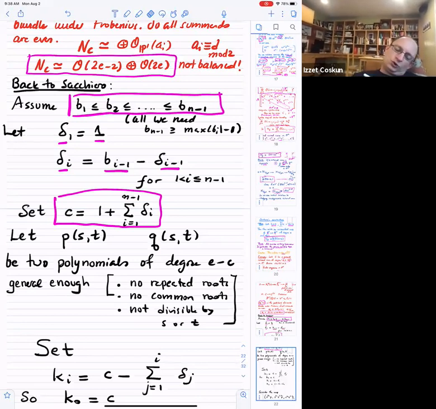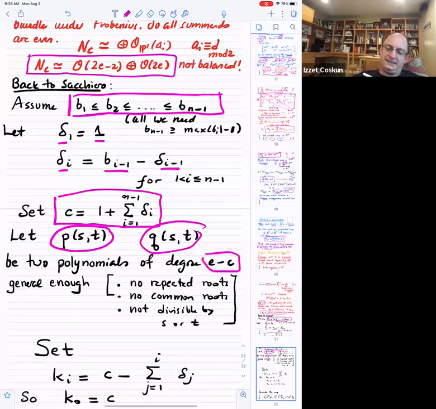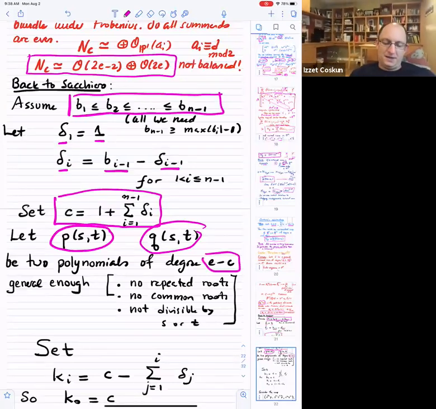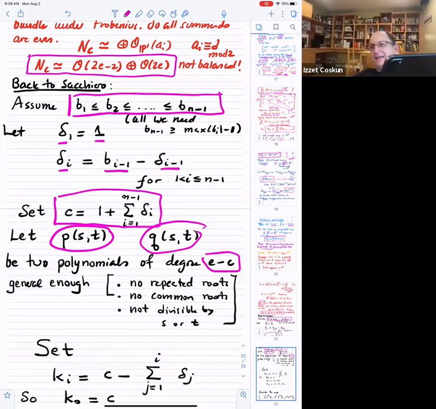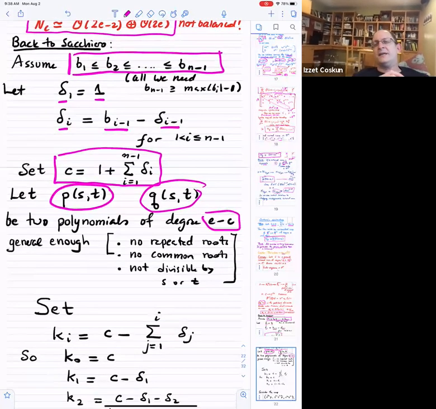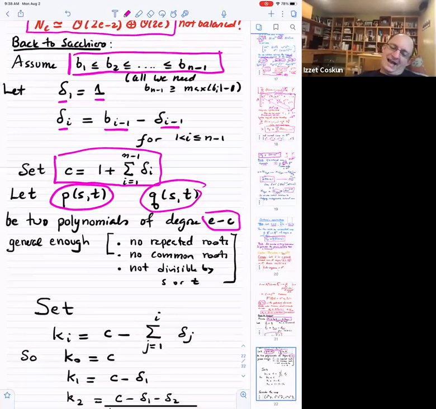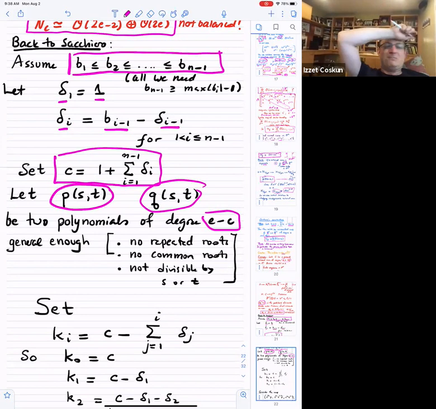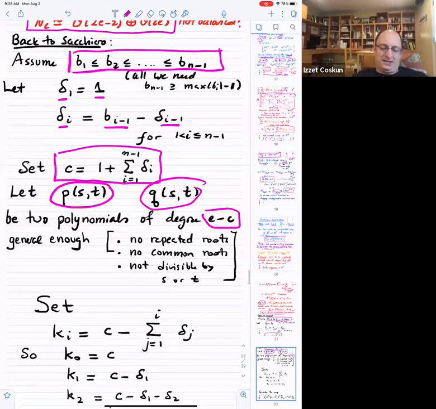So now you choose two general polynomials. They both have degree e minus C, where C is this number. These have to be general enough; you can be precise about what general means, but I don't need to worry about things like: they shouldn't have common roots, they shouldn't be divisible by T and S, they should have no repeated roots, and things like this. You can specify some finite number of easily determinable conditions from the argument. But anyway, you just choose two random polynomials P and Q.